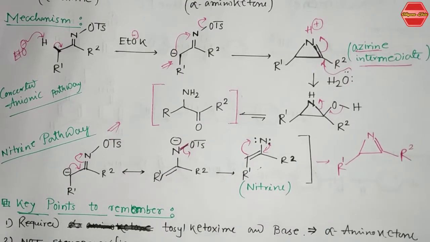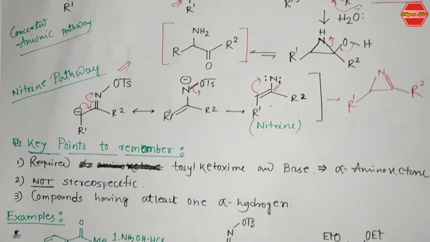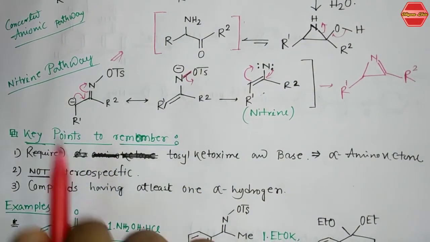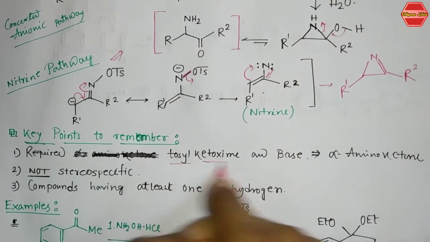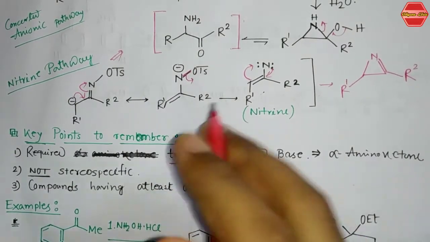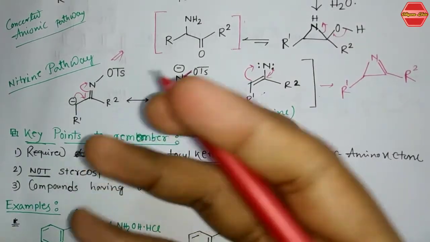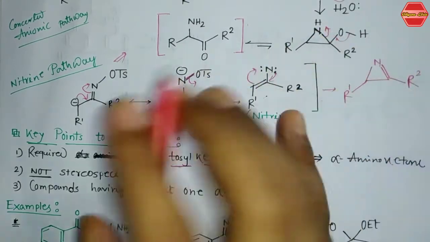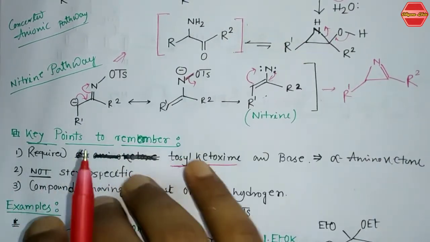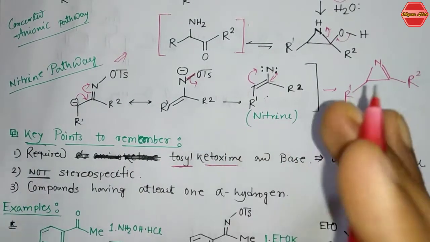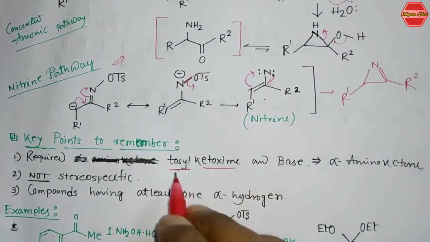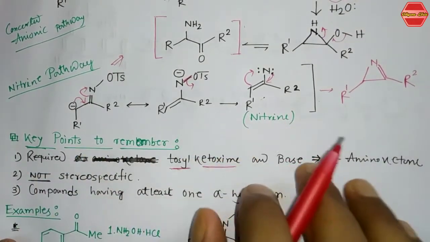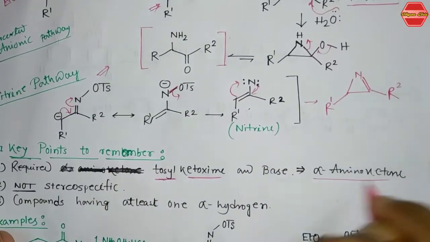For this rearrangement you have to remember some key points. The first thing is the required substrate. The required substrate is basically the tosyl ketoxime, though it is not necessary to put the tosylate. You can have any chloride derivative or any kind of leaving group that can leave from the system, so that you are getting either a nitrene or a concerted pathway. That is the main substrate for the Neber rearrangement, that is tosyl ketoxime, and you have to put a base, from which you are going to get alpha aminoketone, our desired product for the Neber rearrangement.